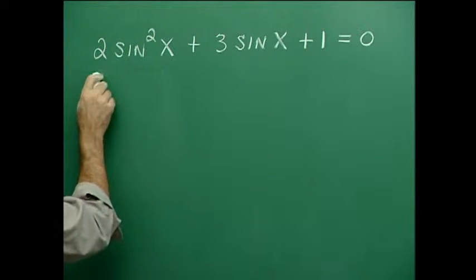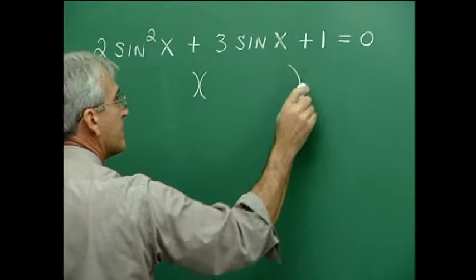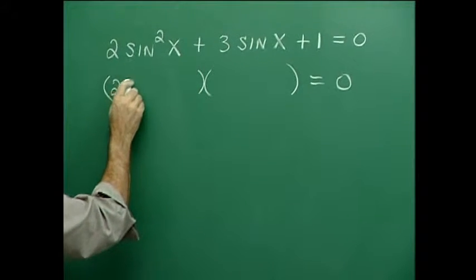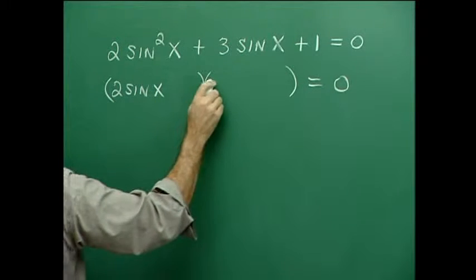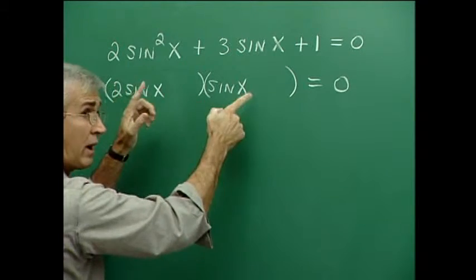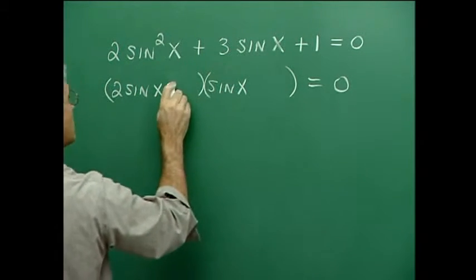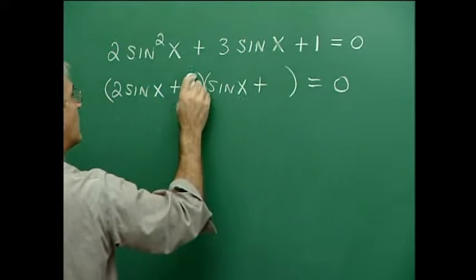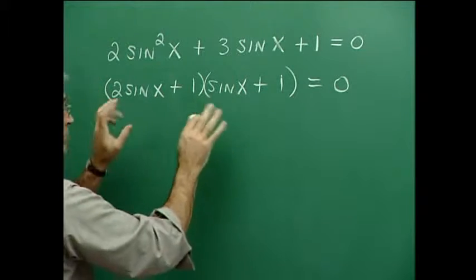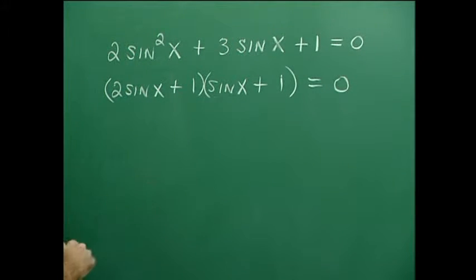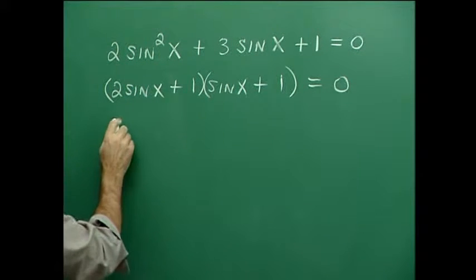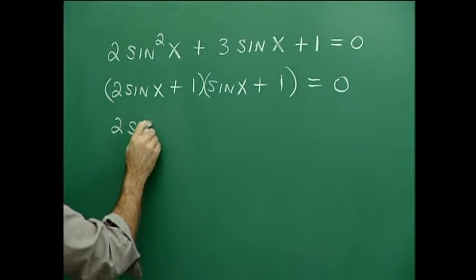The factored form turns out to be, well, let's see. For 2 sine squared x, it's 2 sine x times sine x, like 2n times n for 2n squared. Same idea. All signs are plus, and we have 1 and 1 for the factors of the last term. And we can verify the factorization by multiplying and getting the middle term. Now the idea is that we have solutions at the zeros of each factor. So we'll take each factor and set them equal to 0.